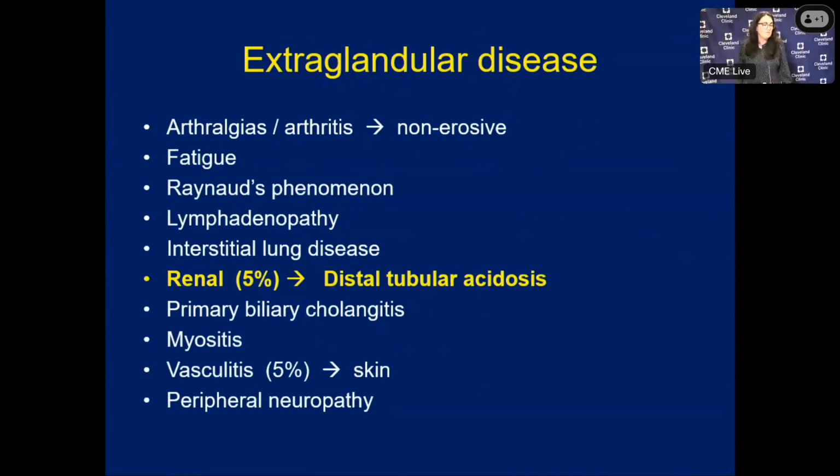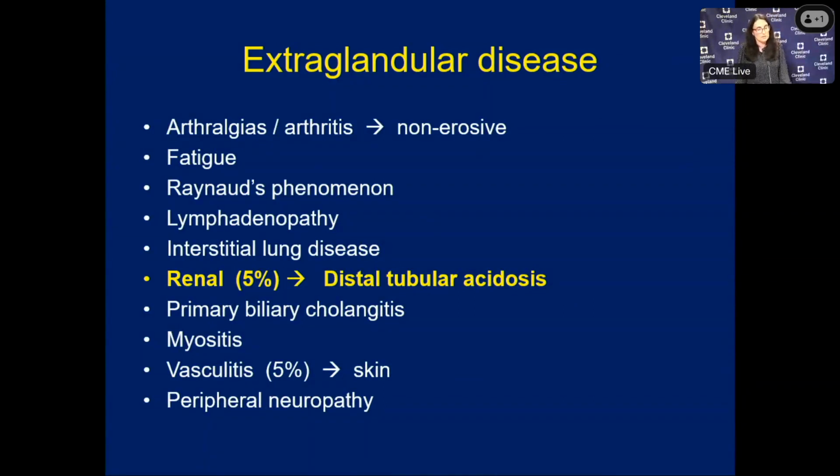Extraglandular manifestations from Sjogren's are common. The most common ones are joint pain. When arthritis is present, it's usually non-erosive, so not similar to what we see with rheumatoid arthritis, but non-erosive, non-deforming, and non-damaging arthritis. Fatigue is common and present in almost all patients.